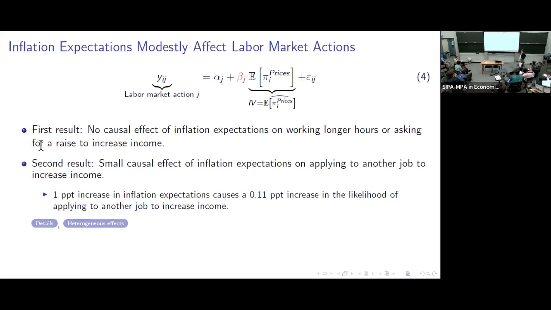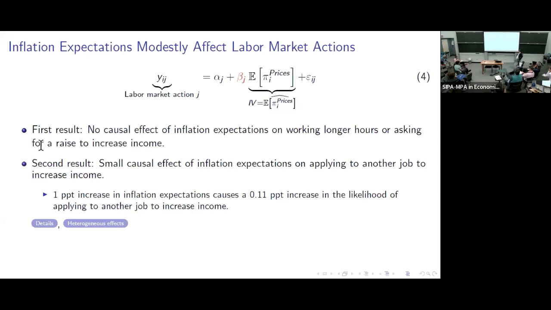We're going to apply a similar strategy when it comes to understanding the effect of inflation expectations on labor market actions. What we're going to regress now is a particular labor market action J on the posterior inflation expectations while instrumenting for it using the same instrument that I showed earlier. As a first result, we established that there is no causal effect coming from inflation expectations on our consumers working longer hours or asking their current employer for a raise.